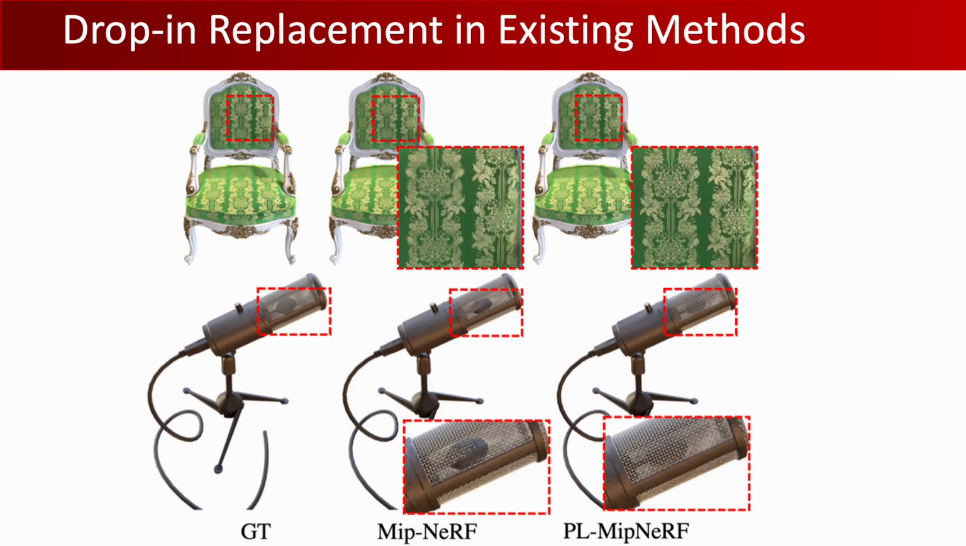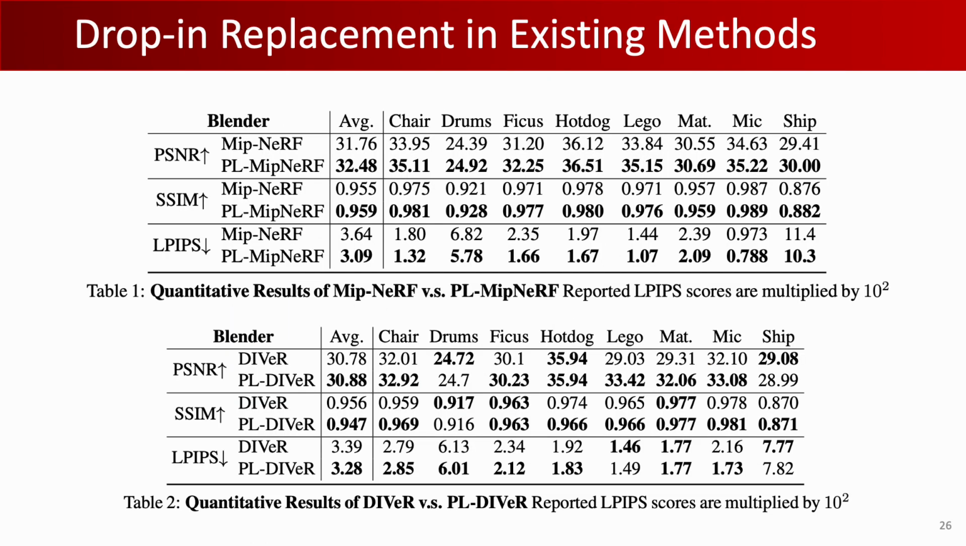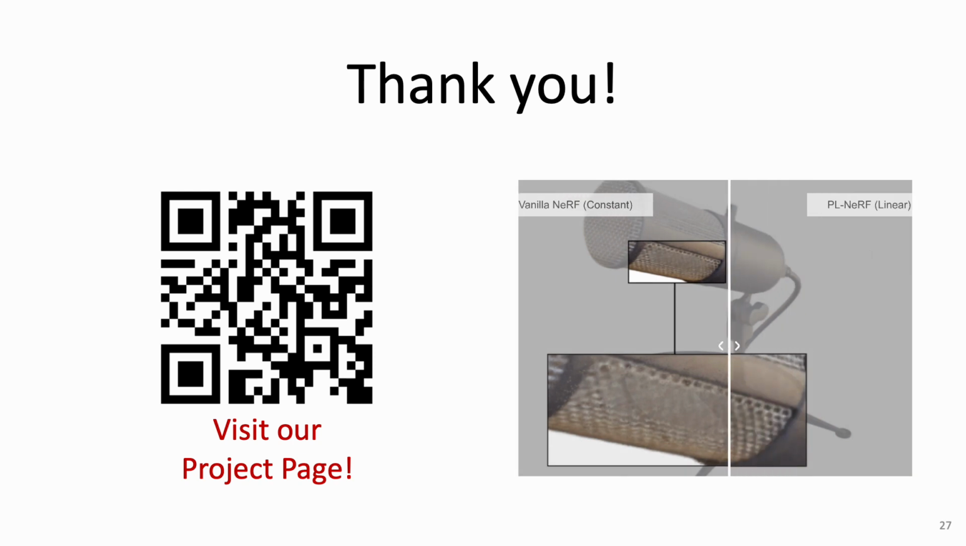Lastly, we show that our approach is a drop-in replacement to existing NeRF-based methods, such as MIP-NeRF. And we also show that PL MIP-NeRF gives crisper texture and also less fuzzy surfaces. Quantitative metrics also show the advantage of our PL MIP-NeRF. And we further test our approach on a voxel-based method and also show consistent quantitative improvement. Thank you.